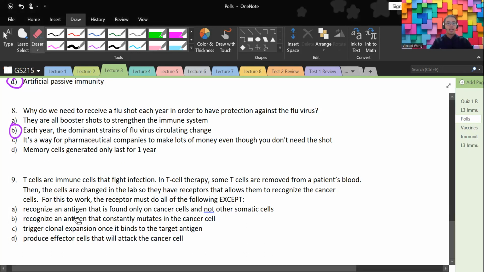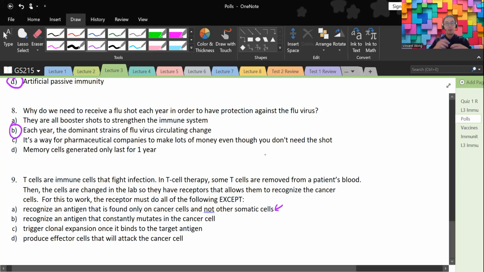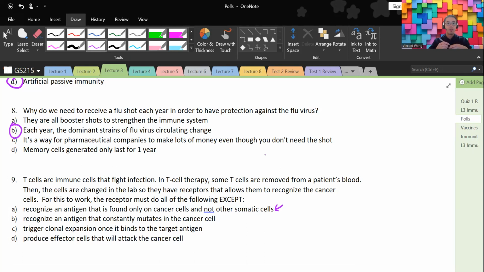So number one, recognize an antigen that is found only on cancer cells and not other somatic cells. So that needs to happen. You don't want it to recognize something that's also on your somatic cells, right? Somatic cells are your bodily cells, right? So you need to be able to distinguish the two. I might ask, is this done in chemotherapy? No, chemotherapy is exclusively using chemicals to kill the cancer cell. This is called immunotherapy, okay? By tweaking your immune system to target the cancer cell is called immunotherapy.